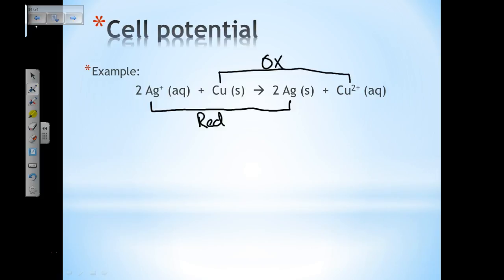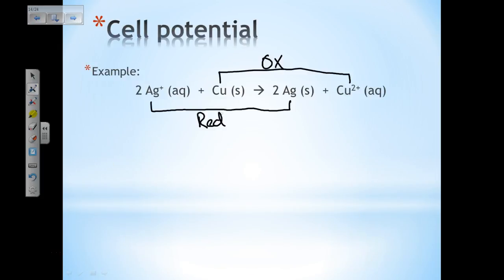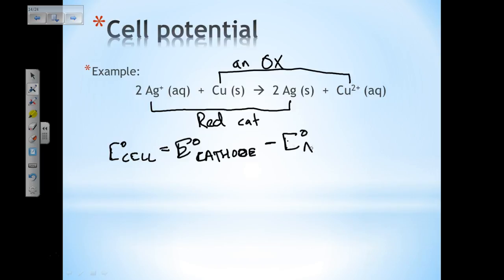Now, just a reminder is that we want the cathode minus the anode. We don't necessarily want reduction minus oxidation. So the Barnard principle: there's a red cat and an ox. So we're going to want to find the cell potential by finding the potential of the cathode, or the thing that's being reduced, minus the potential of the anode.